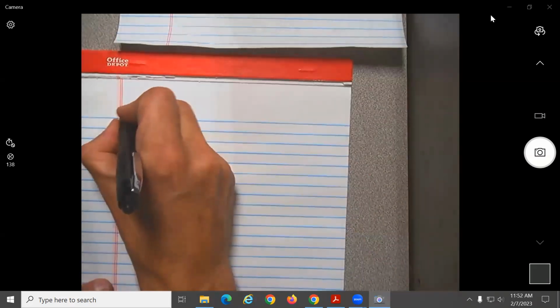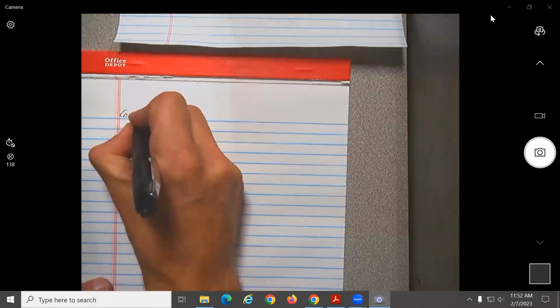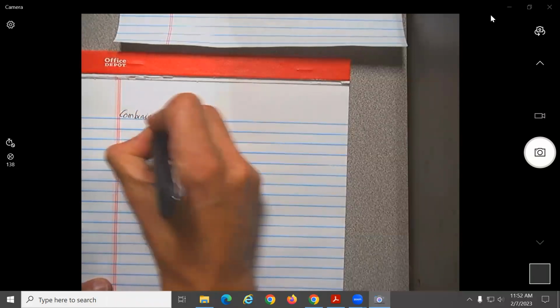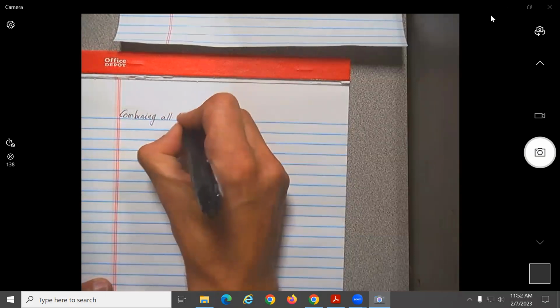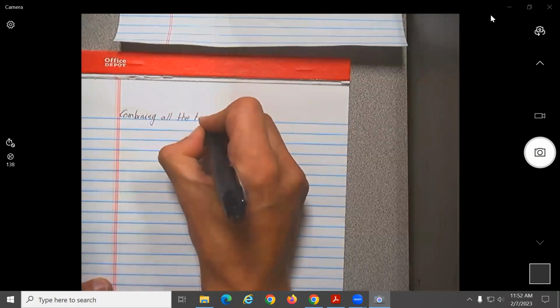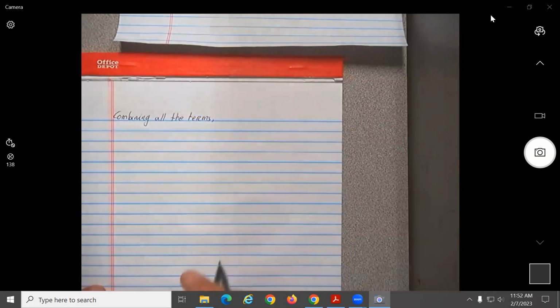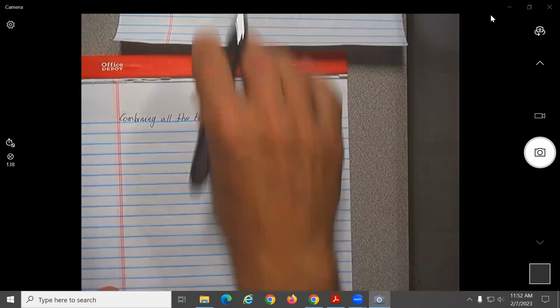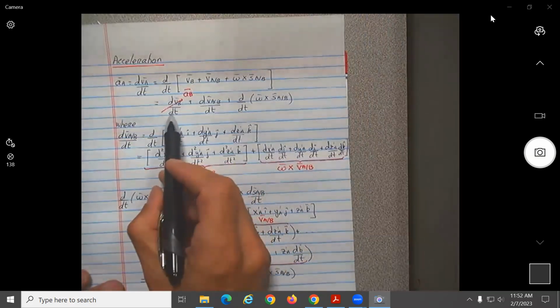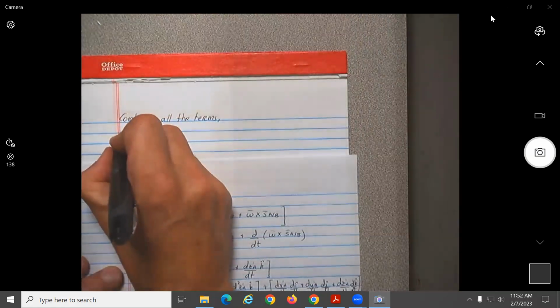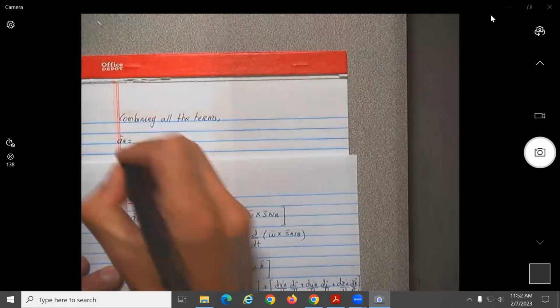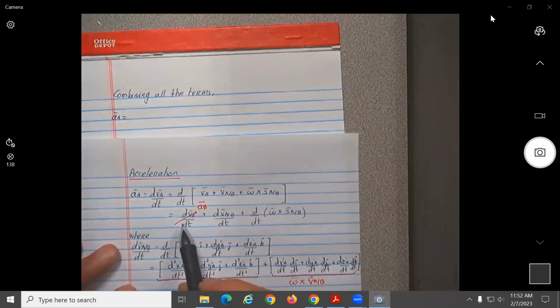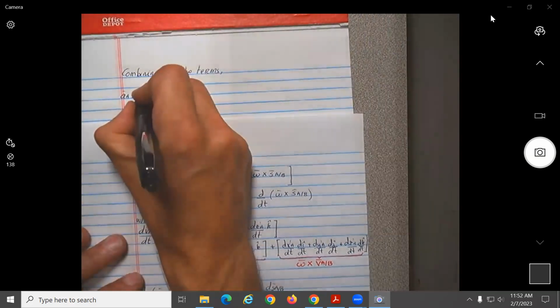So combining. Again, the derivation is not important that you understand it. It's important that you understand it at the end of the test, okay? So let's start over here. Remember we have this one, no? So acceleration of A. The first term is what? Acceleration of B.